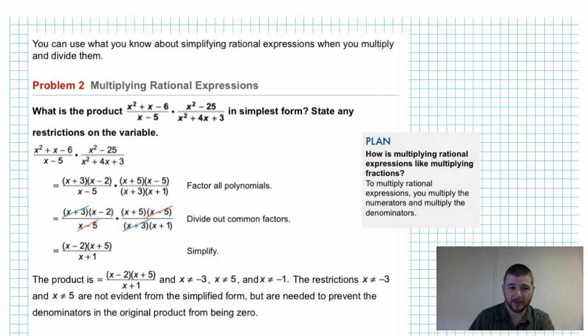Restrictions though. We also have to mention the restrictions. So looking back to the factored forms of these expressions, we note any x values that would lead to a denominator of 0 in either expression. So I'm seeing x equals 5 would give us a 0 denominator, as would x equals negative 3 and x equals negative 1. So those are all exclusions from our domain for our product.